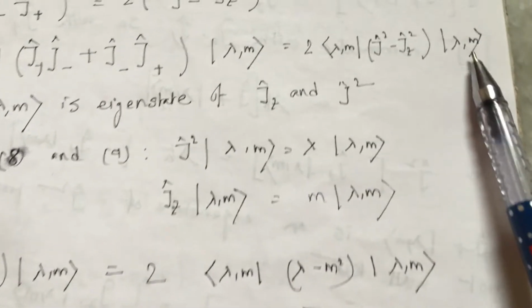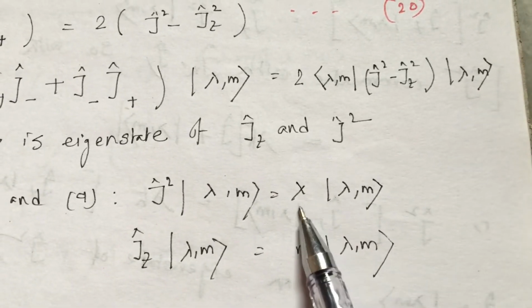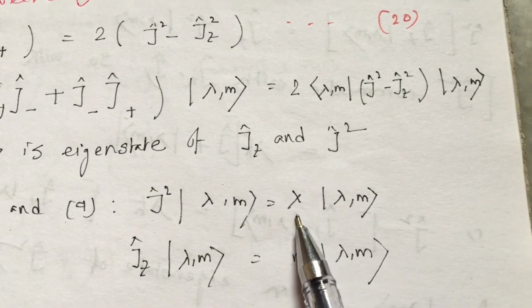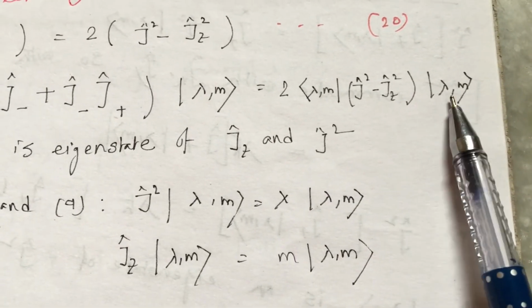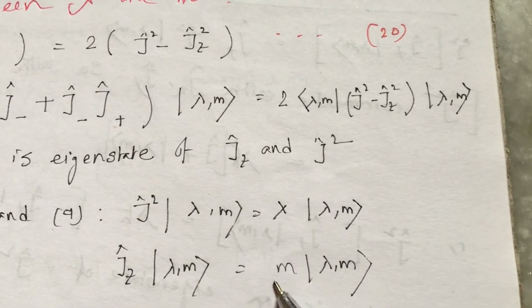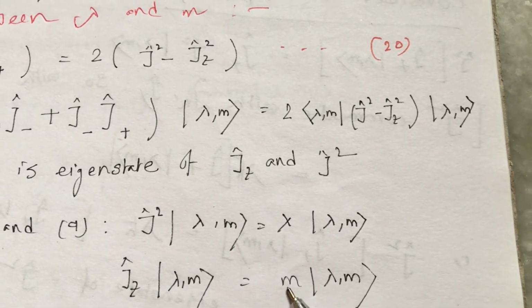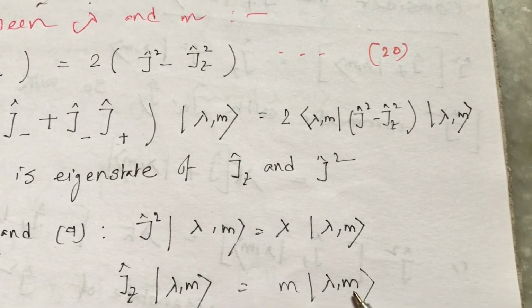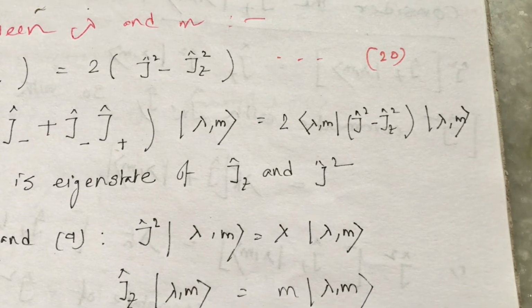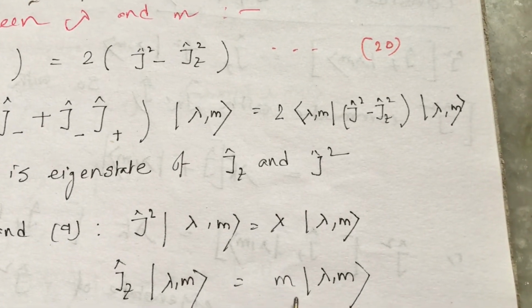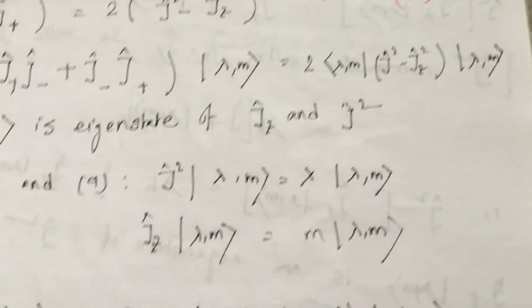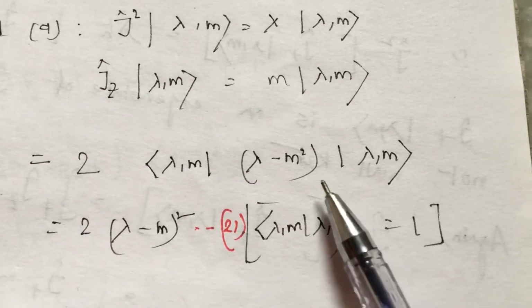J squared operating on lambda m will give me lambda times lambda m. Lambda is the eigenvalue, this is the eigenstate. And Jz squared operating on lambda m will give me m squared, which is the eigenvalue, and lambda m will be the eigenstate. As this is the eigenvalue equation for Jz, Jz squared will give me m squared. So I have arrived at this equation.